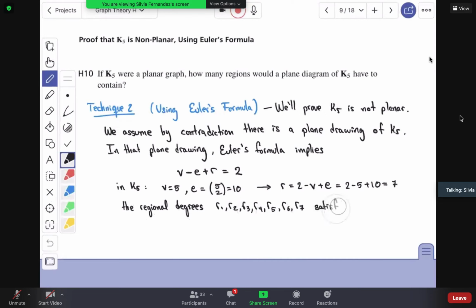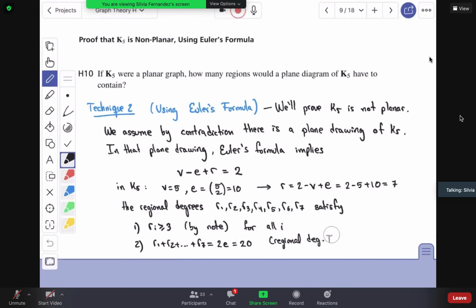They satisfy 2 things. 1, all of them are greater than or equal to 3 by my previous note, right? And 2, their sum is twice the number of edges, which is 2 times 10. This is the regional degrees theorem.